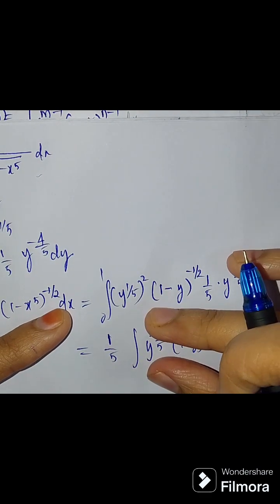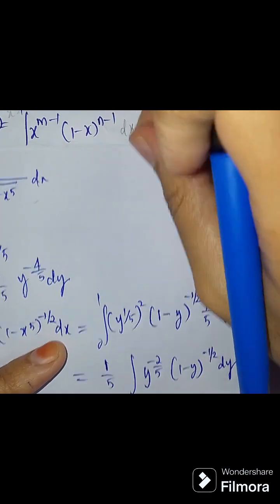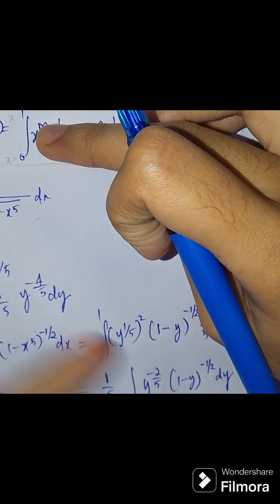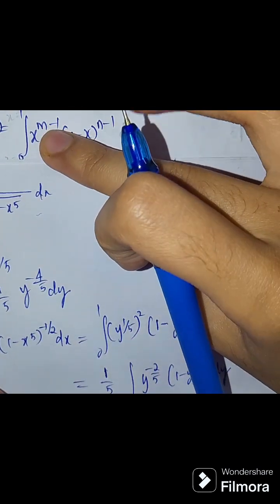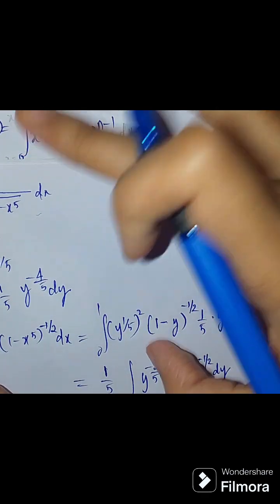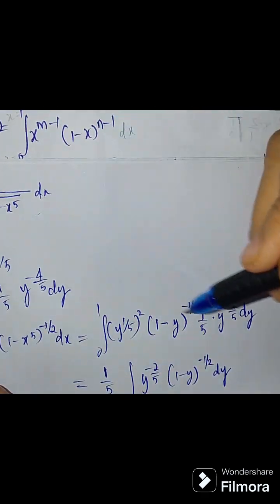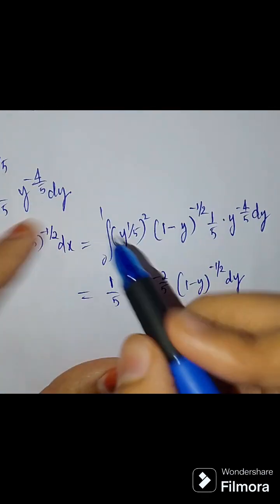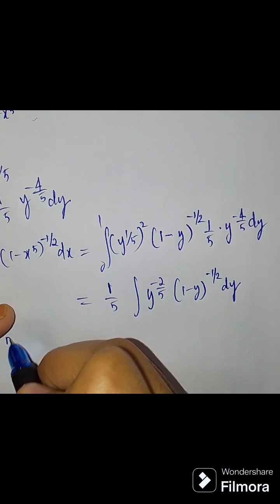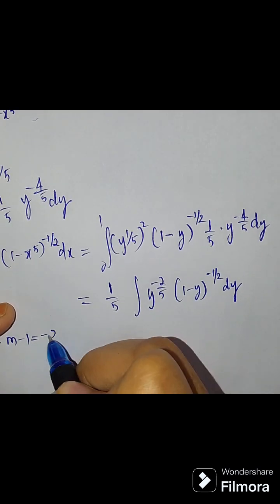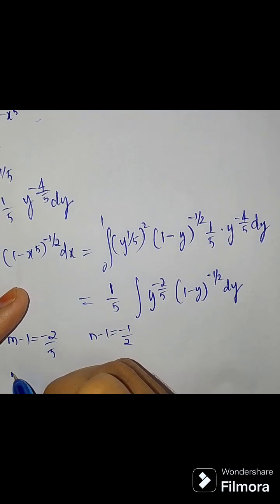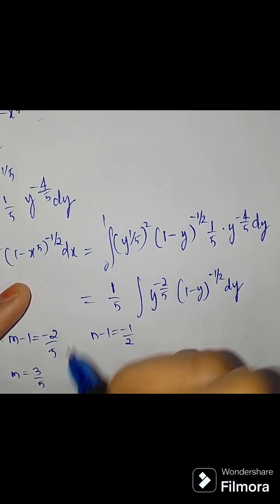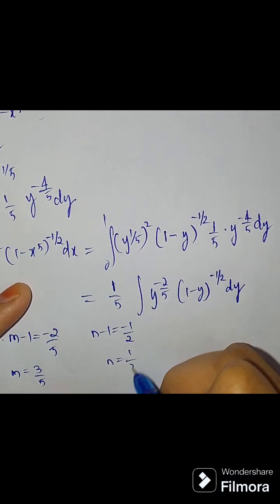Now compare this with your formula. Here x is there, here y is there. I told you, these are variables, both are same. So what is my m minus 1? Minus 2 by 5. What is my n minus 1? Minus 1 by 2. Therefore m minus 1 is minus 2 by 5, n minus 1 is minus 1 by 2. So my m is 3 by 5, n will be 1 by 2.